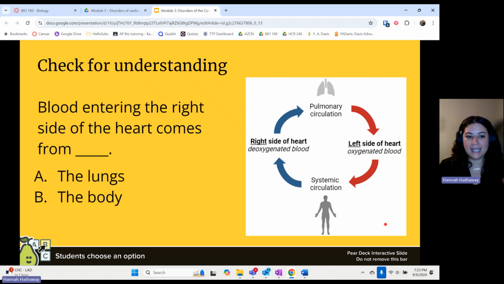Blood entering the right side of the heart comes from, so that would be the body. Once again, if you missed that, look at the diagram. Right side of the heart, where is the blood coming from? It's coming from the body or the systemic circulation.